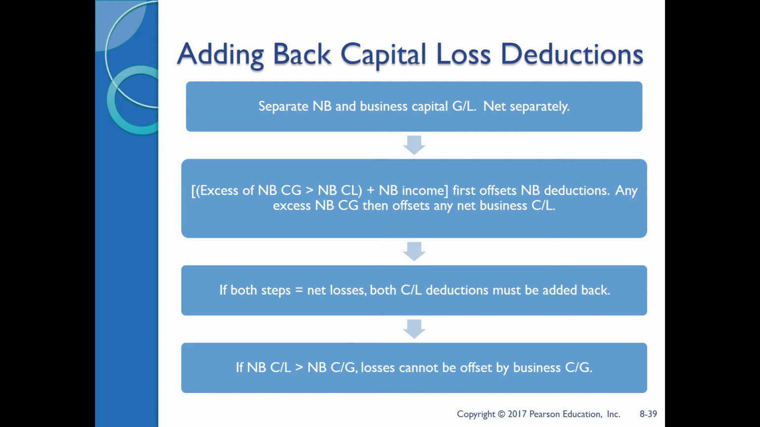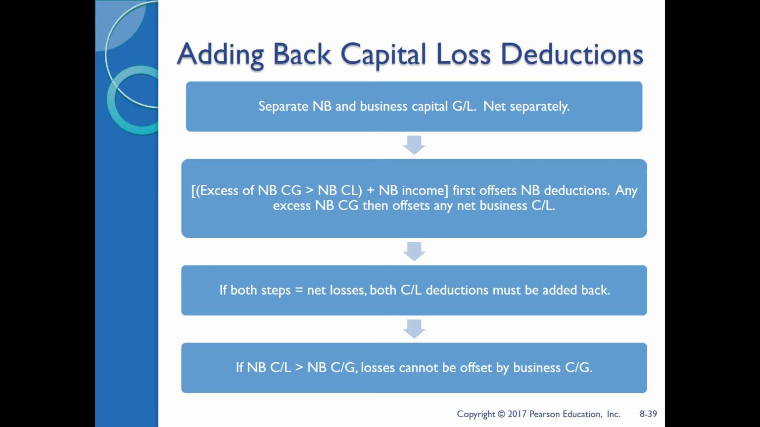separate net business and business capital gains or losses are netted separately. The excess of business capital gains over business capital losses plus net business income first offsets net business deductions. Any excess net business capital gain then offsets net business capital loss. If both steps equal net losses, both capital loss deductions must be added back. If net business capital losses are greater than net business capital gains, losses cannot be offset by business capital gains. Or rather, non-business. I kept saying net business.